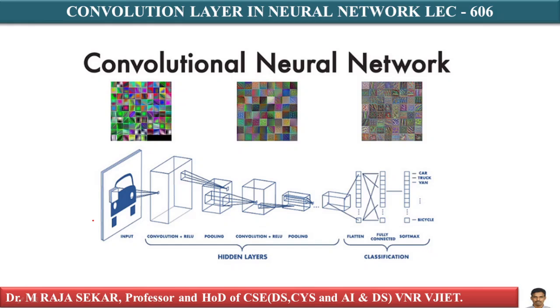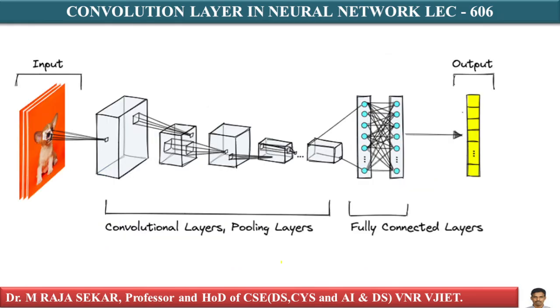In this lecture, I will continue my discussion on convolution layer in neural networks. Before understanding this lecture, I request you to go through my previous lecture, that is 605.